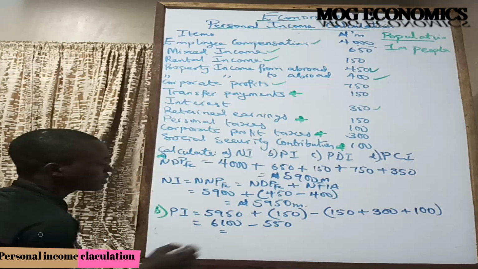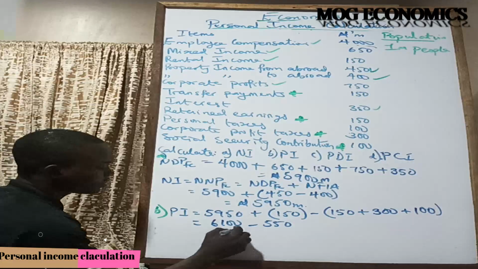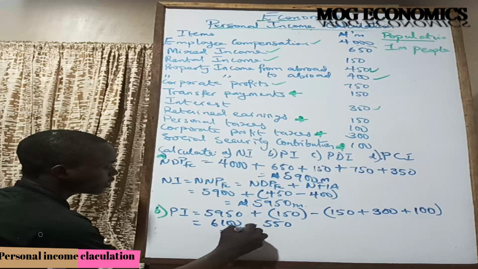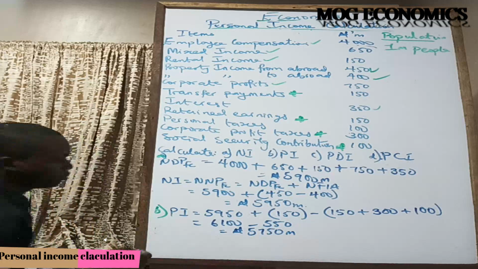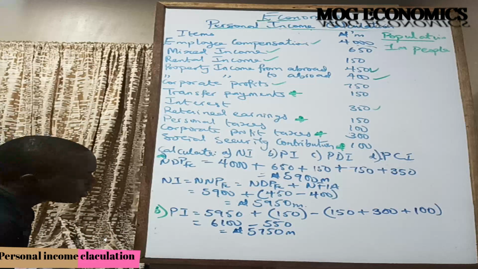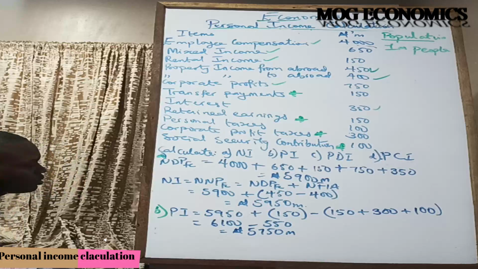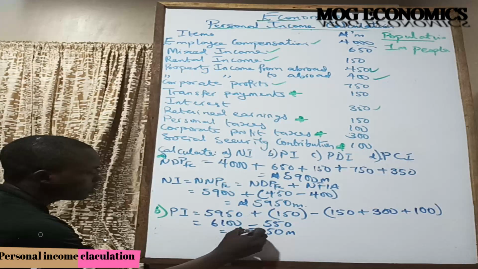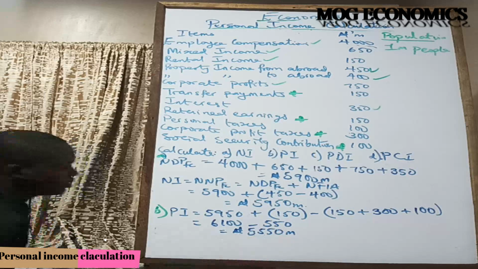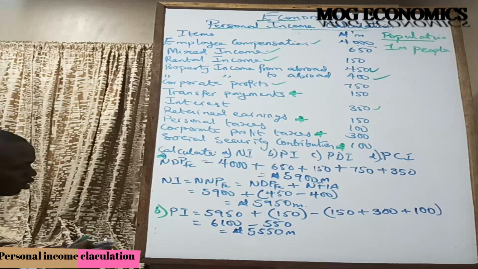So this is going to give us 5,750. So now personal income is 5,750 million. I think, no, this should be 5,550, sorry. 5,550 million. All right. 550 plus 550 is 1,001. Okay, correct. Now C says personal disposable income.